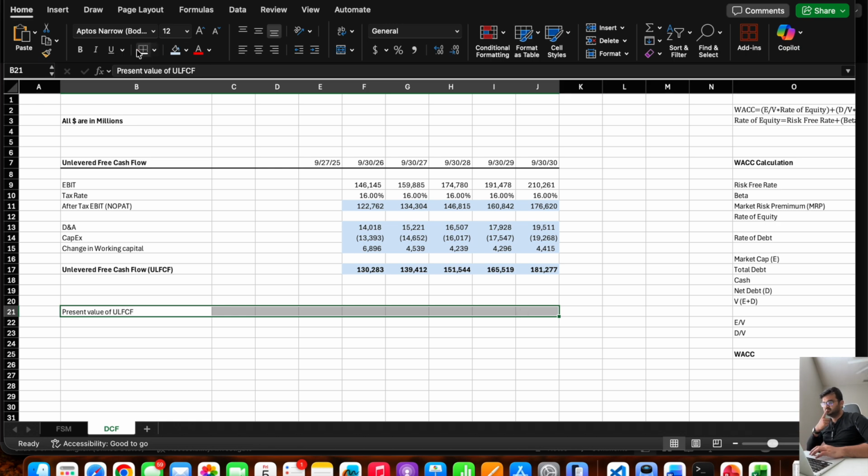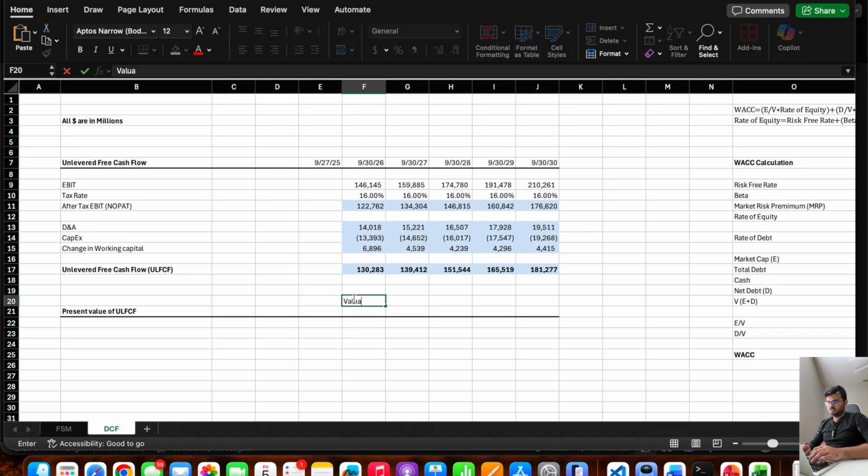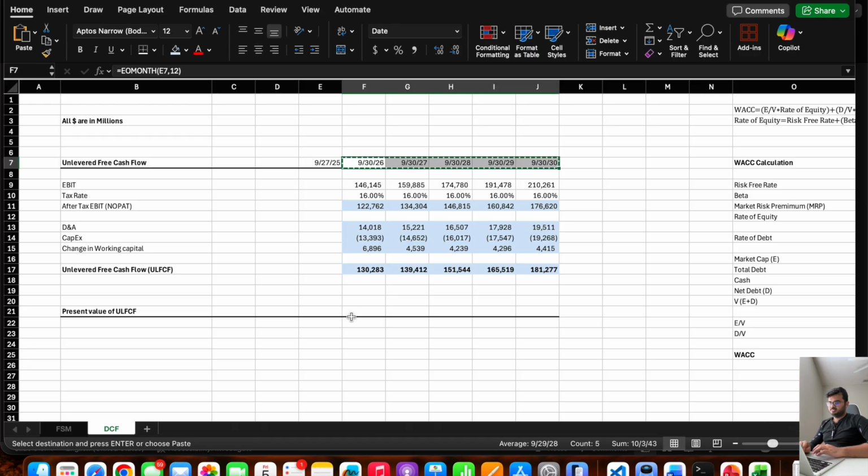So I will do this one. I will just add one row here as valuation date, because I'm doing the valuation today, so I'll just put today's date here. Then, oh sorry, I think I messed this up. I'll just first copy paste these numbers.